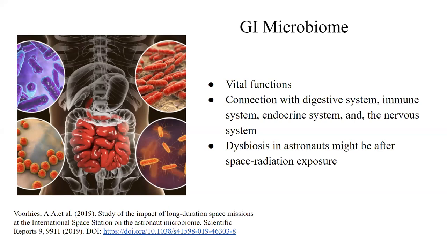And so all of these different ways that the body is impacted by radiation exposure just shows how much research needs to be done in terms of medical mitigation strategies to protect future astronauts.